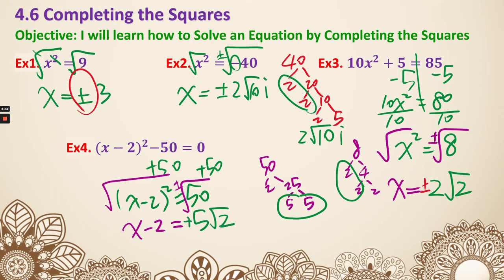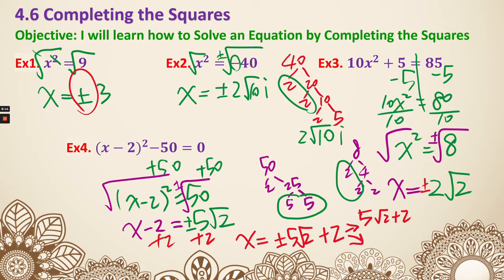Don't forget it's plus minus. So next, you might actually want to separate them, or you can think no matter what I have on the right side, when I want to solve it, I just need to add 2 on both sides. So my final answer, x equals plus minus 5 square root of 2 plus 2. That basically means one of our answers is 5 square root of 2 plus 2. Another answer is negative 5 square root of 2 plus 2. And that is both of the answers for example 4.